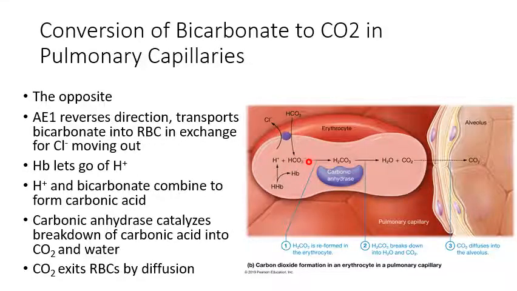Those are going to combine with each other spontaneously to form your carbonic acid again, and then carbonic anhydrase is going to break the carbonic acid apart to give you water and carbon dioxide again. And again, that would happen even without the carbonic anhydrase, but the enzyme is just making sure that it happens real fast. Then that carbon dioxide is going to leave the red blood cell, cross the respiratory membrane, and leave in your exhalation.